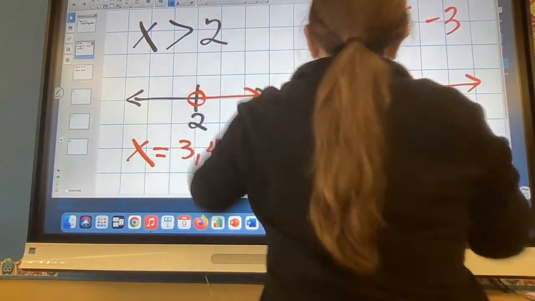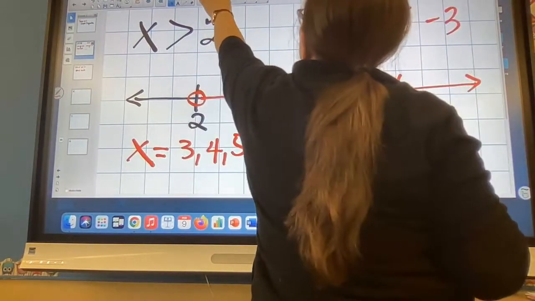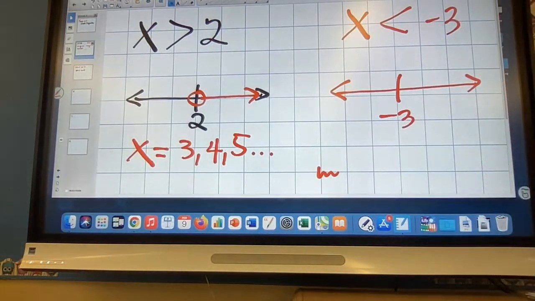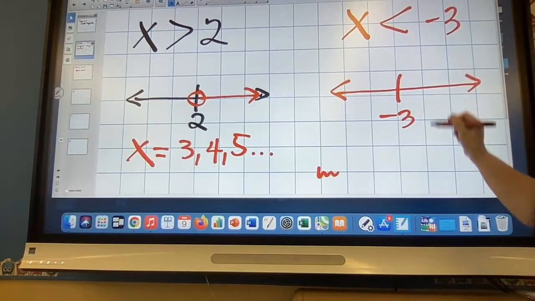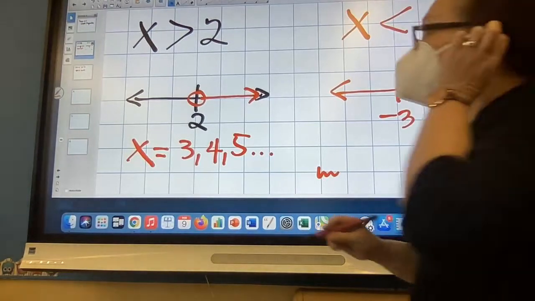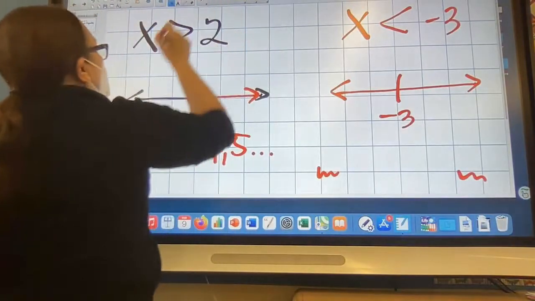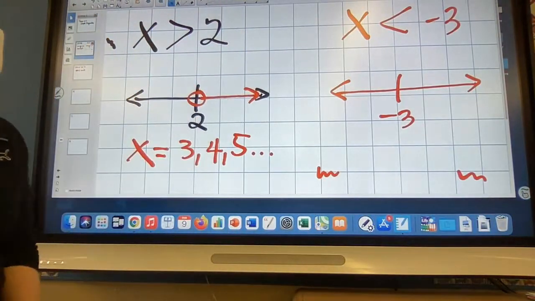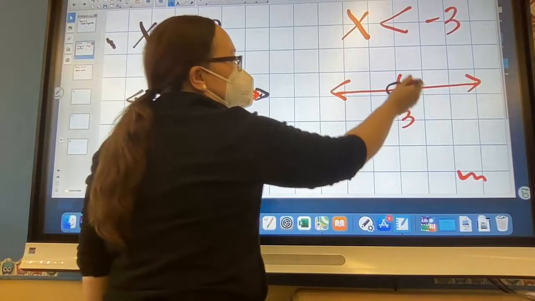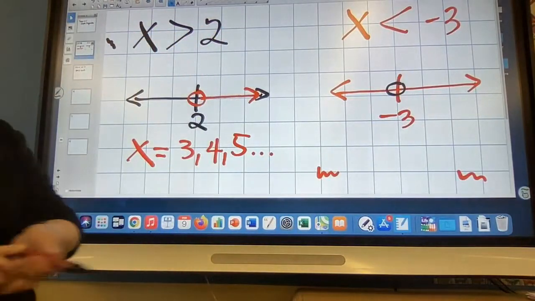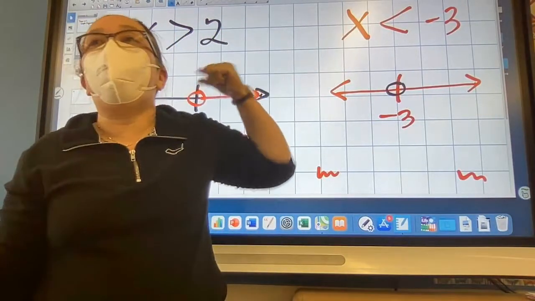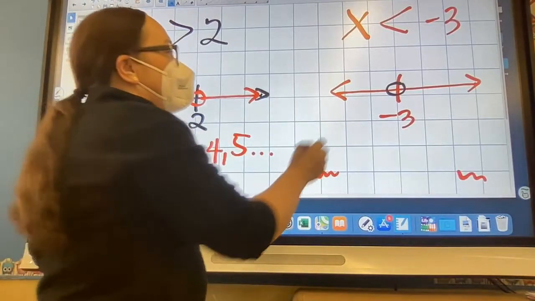So it says x should be less than -3. So I start there. Should it be closed or should it be open? Is it a closed or an open dot? Open. And since this arrow is pointing that way, we're just going to follow that. So you're going to go here.